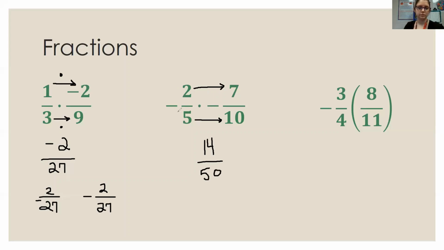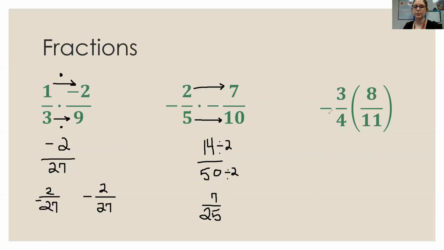I have a negative fraction and another negative fraction. So a negative times a negative makes a positive. And the only thing we have to do is simplify. So what can I divide 14 and 50 by? Well, I know they're both even numbers, so I'm going to divide them by 2. So 14 divided by 2 is 7. 50 divided by 2 is 25. This was a positive, so this will remain a positive.